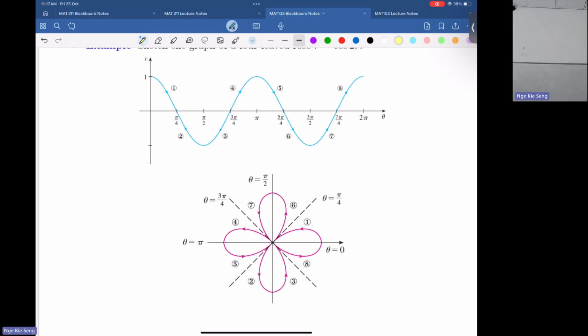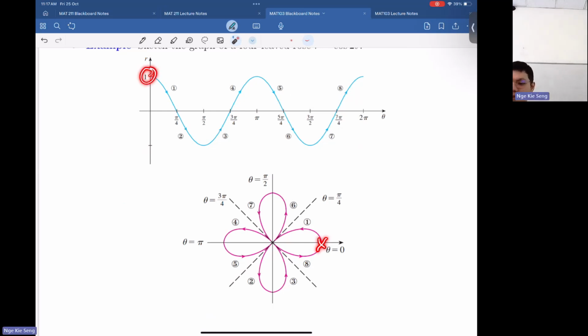So how to read it? You check from 0 to pi over 4 first, and then pi over 4 to pi over 2, and so on. Let's go through some of it, see if you are doing the right stuff. Where's the first point? Starting point is very important. Where's the important point here? 1, 0.